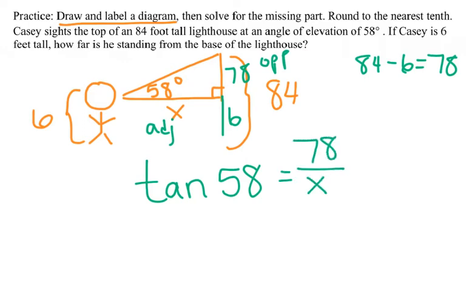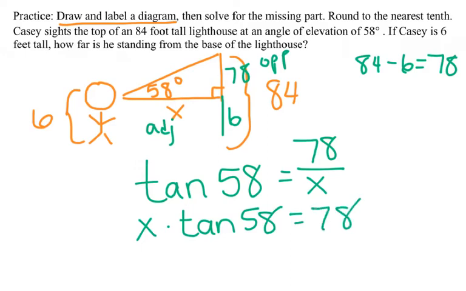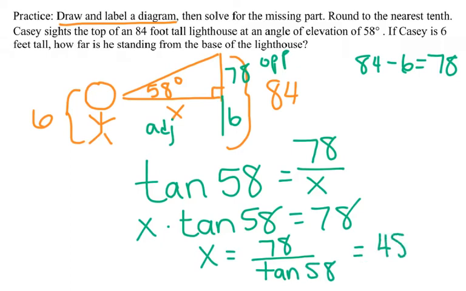When we're dividing by x, remember the only thing we can do is multiply by x, so it goes to the other side. And then if we're multiplying by tan 58, the only thing we can do is divide by tan 58. So it's going to be 78 divided by tan 58. Remember that you want to make sure your calculator is in degree mode. When you put this in, you get 48.7, and that is in feet.